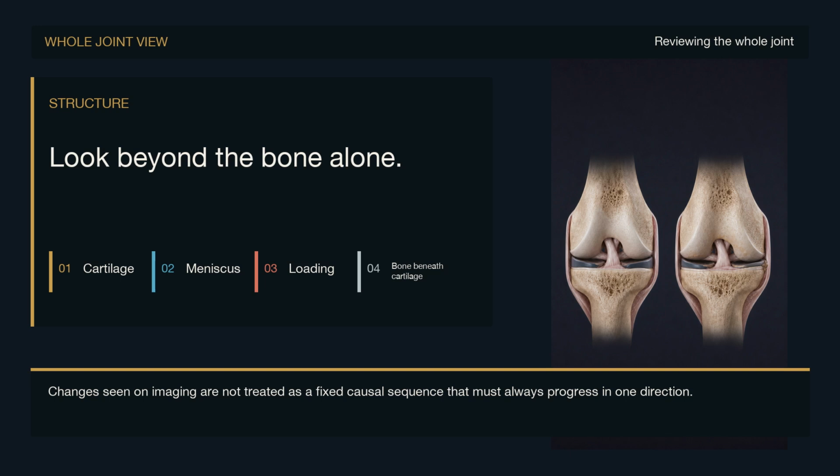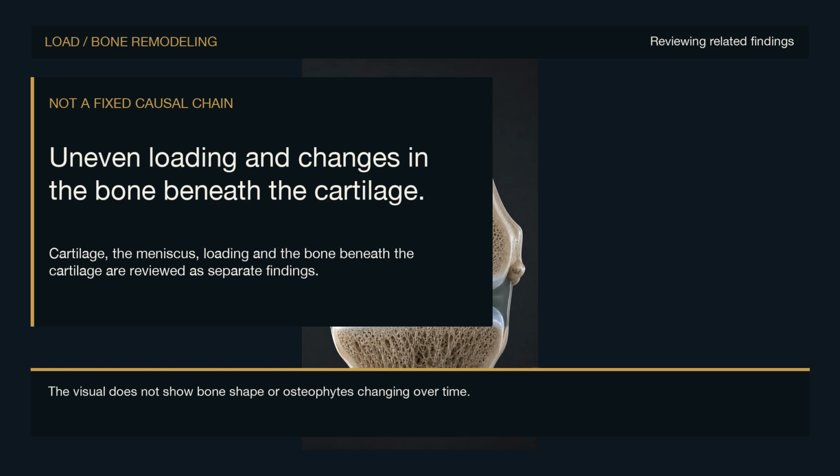With knee osteoarthritis, it is important to look at the whole joint rather than one part alone. Changes in the cartilage and meniscus, uneven loading, and remodeling of the bone beneath the cartilage are related findings. The bone may appear denser, and osteophytes may be present. These findings are not treated as a fixed sequence that must always progress in one direction. Cartilage, the meniscus, loading, and the bone beneath the cartilage are reviewed as separate findings.